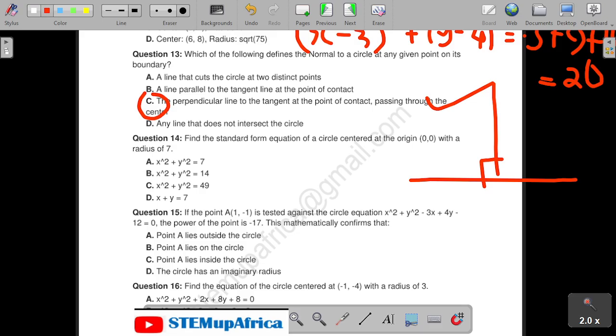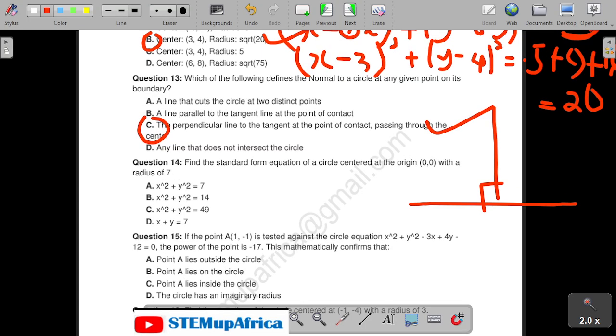Number 14. It says find the standard equation of a circle from the origin. The radius is given. From the origin, the center a and b is 0. We'll just be left with x squared plus y squared equals 7 squared, which is 49. Option C.